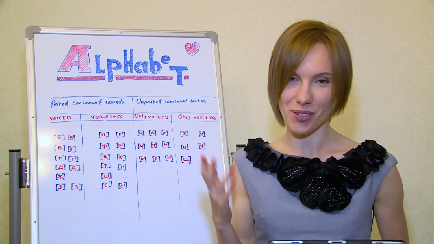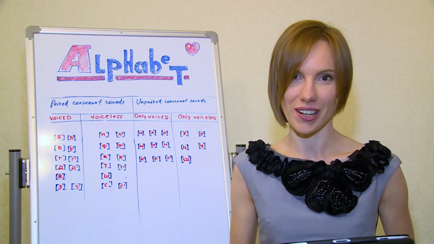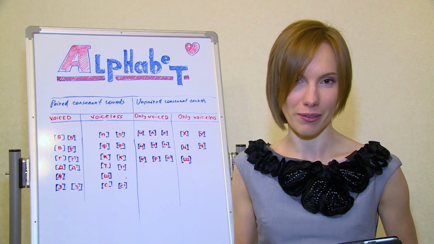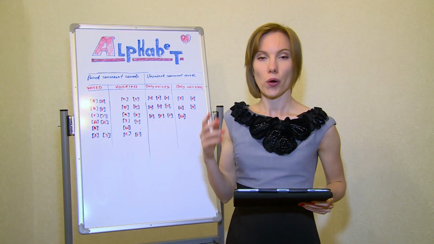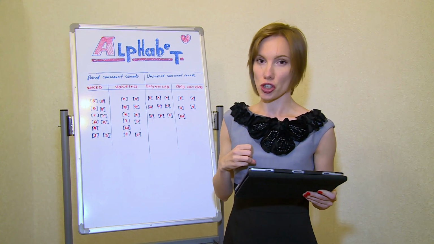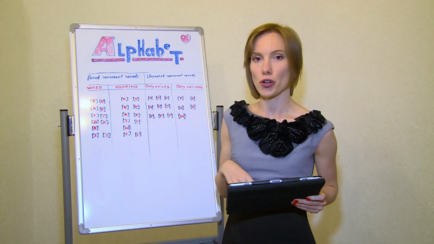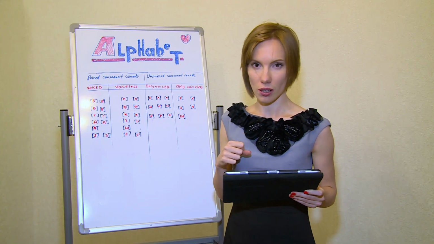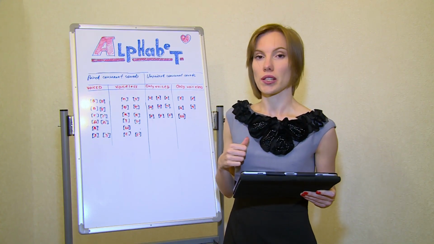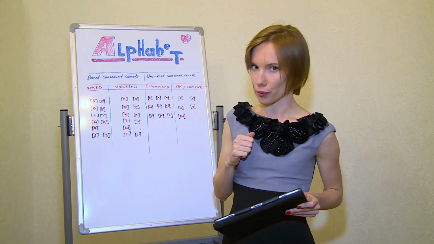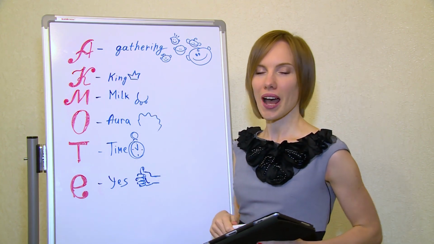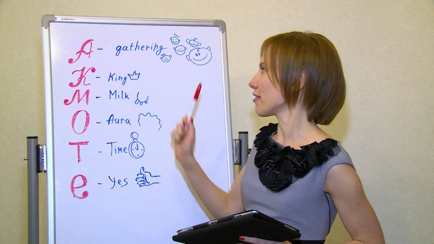Now we have seen the traditional approach to learning the Russian alphabet. Let's look at the second way the alphabet can be learned. We can use existing English words to learn the Russian alphabet. This approach is called contextual learning because it uses what you already know to teach you something new. Let's move on. A, pronounced as in gathering.